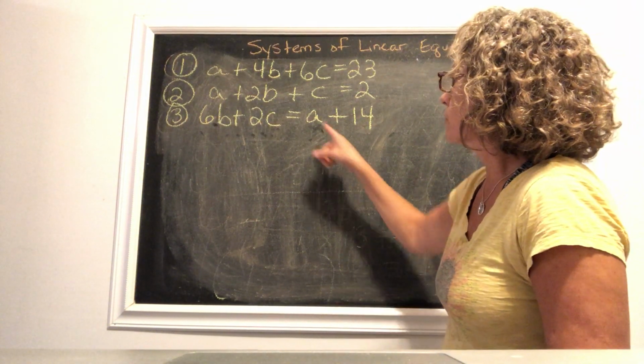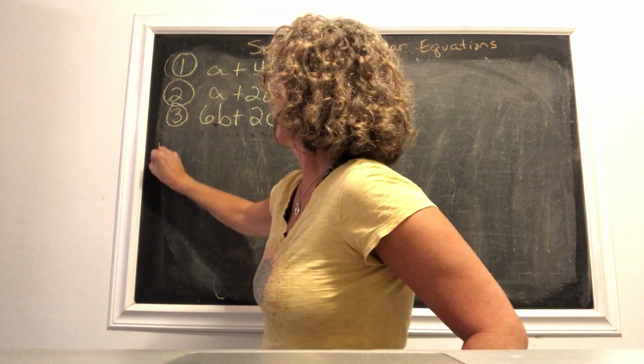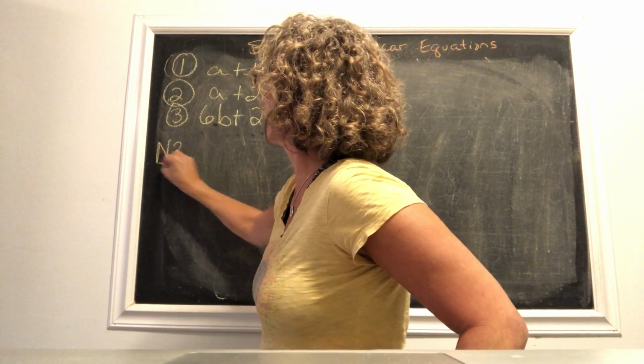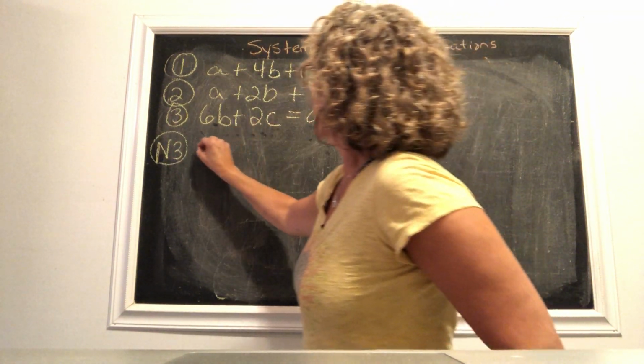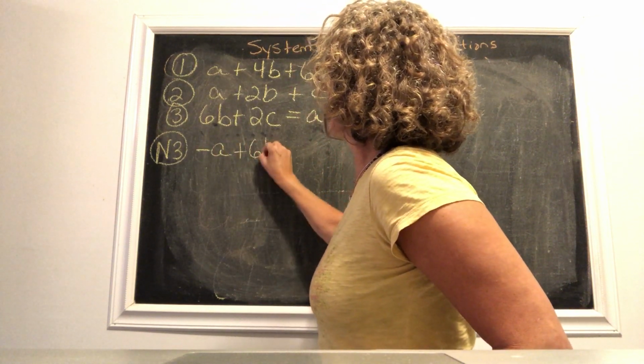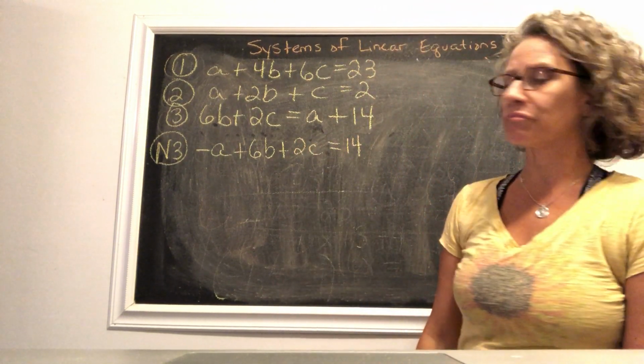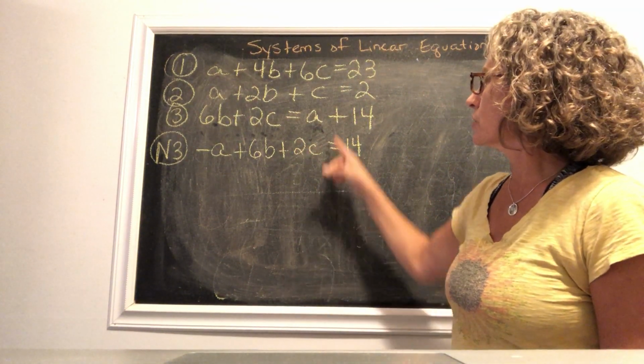So in this one, we're going to first change this around. The new, I'm going to call it N3, new 3. I'm going to move the a to the other side: negative a plus 6b plus 2c equals 14. Okay, I just moved it to make it convenient.